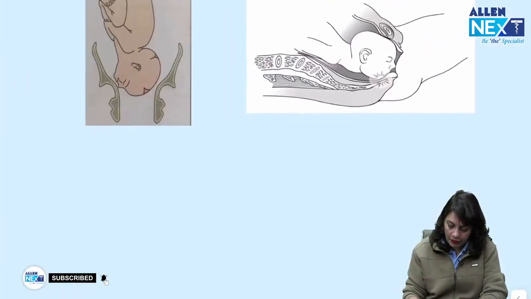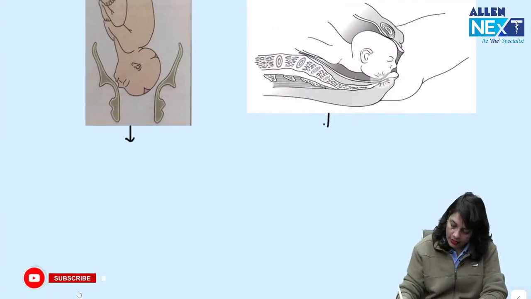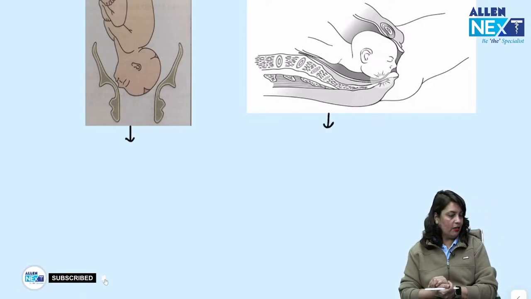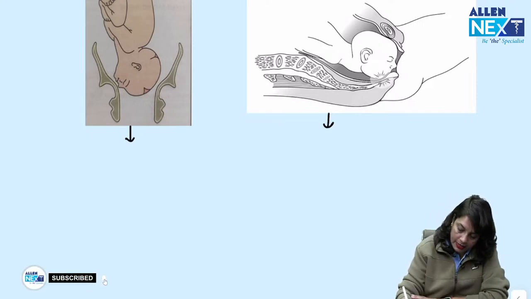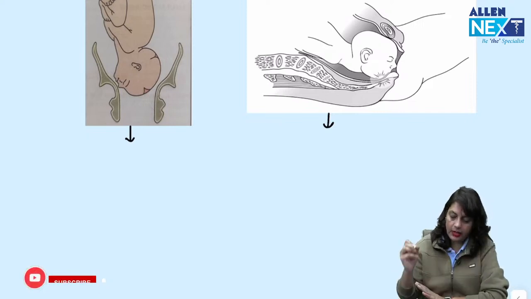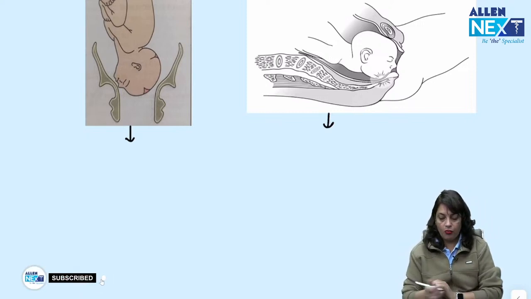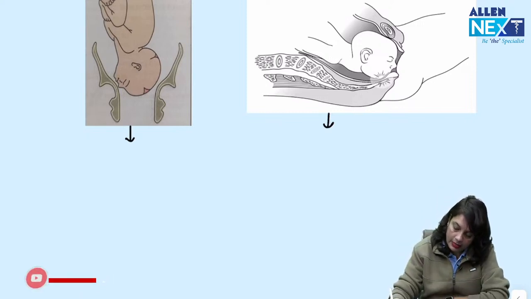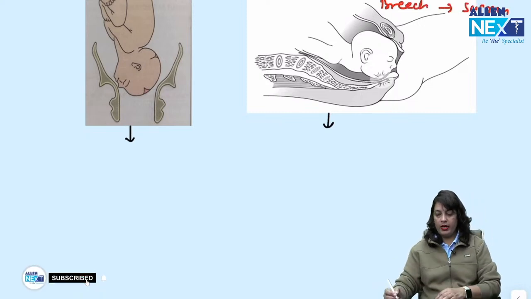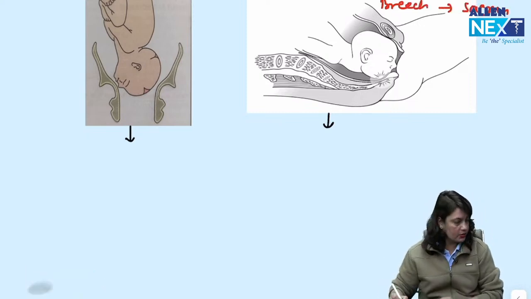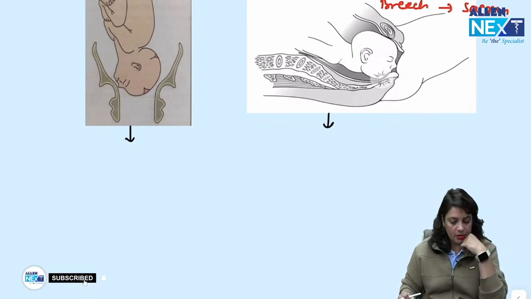Next, identify what this image is showing and what this image is showing. You have to know what we call the denominator. In cases of vertex, the denominator is occiput. In cases of face, the denominator is mentum. In cases of breech, the denominator is sacrum. So these denominators are used to describe the positions. Okay. Now what is this first image showing?